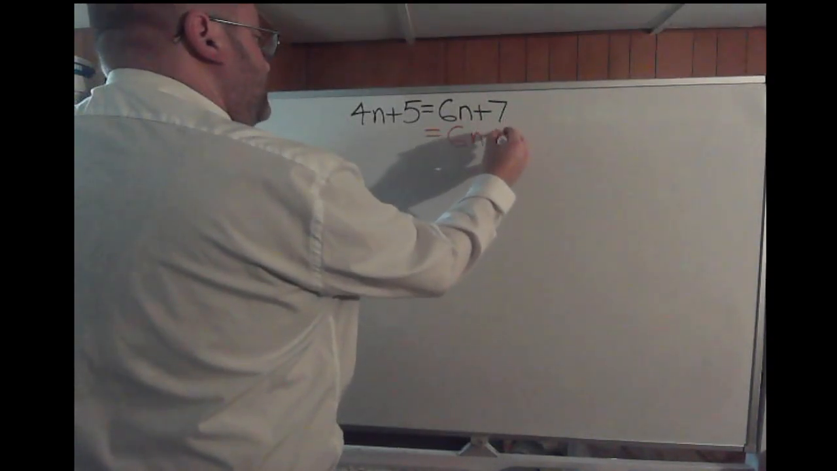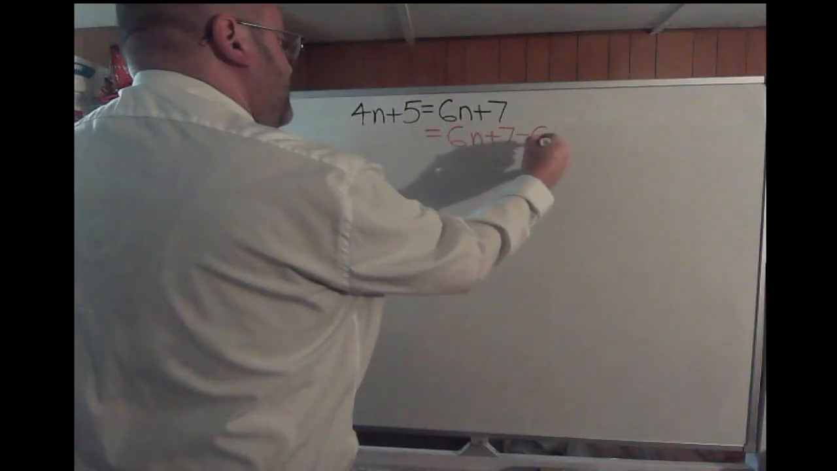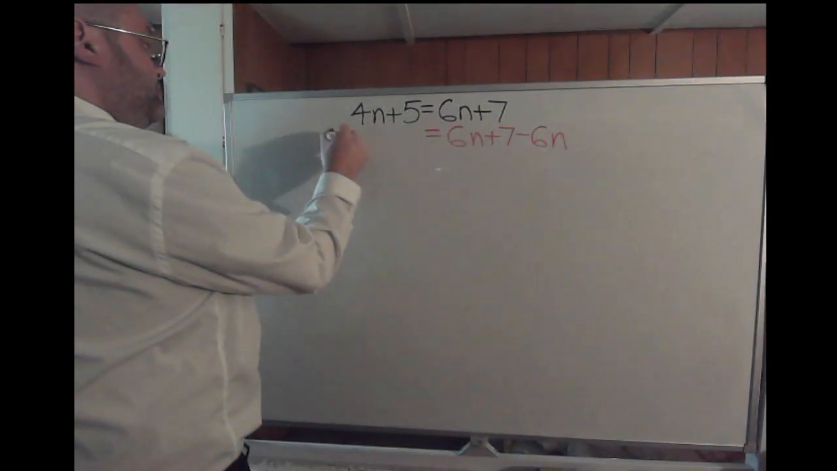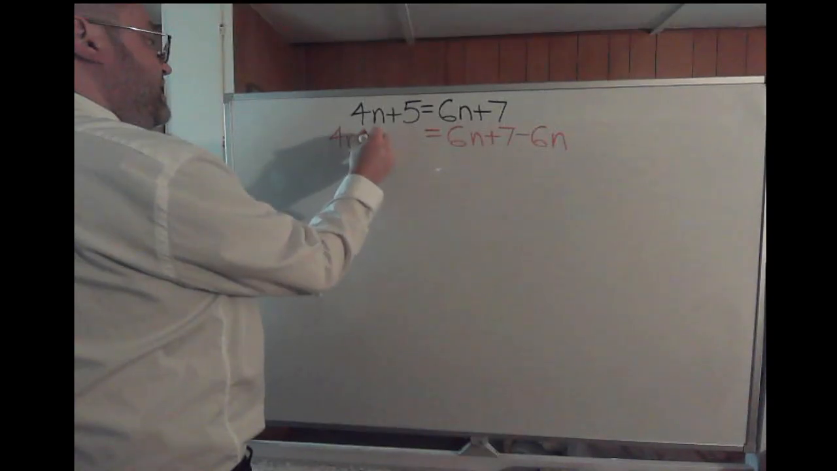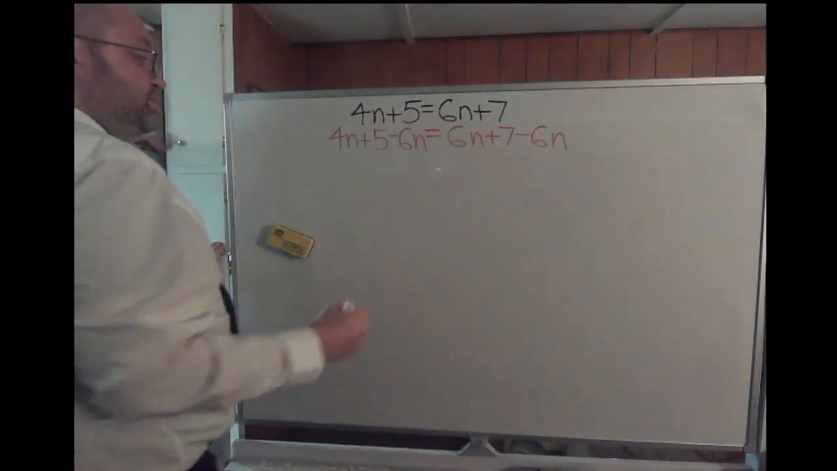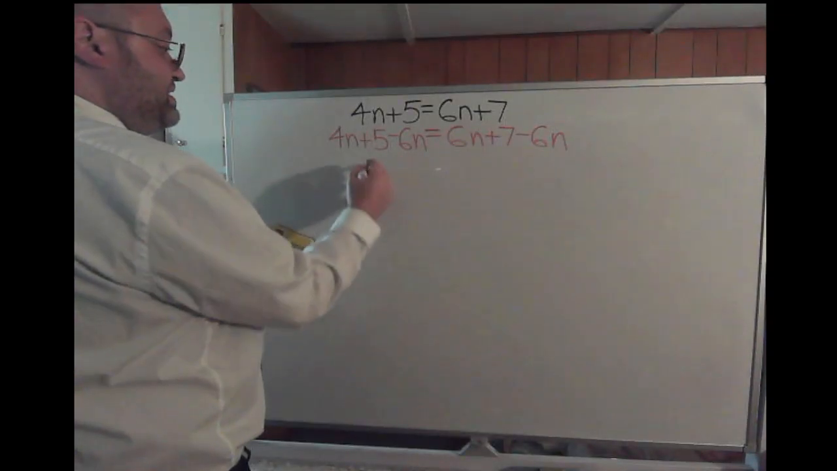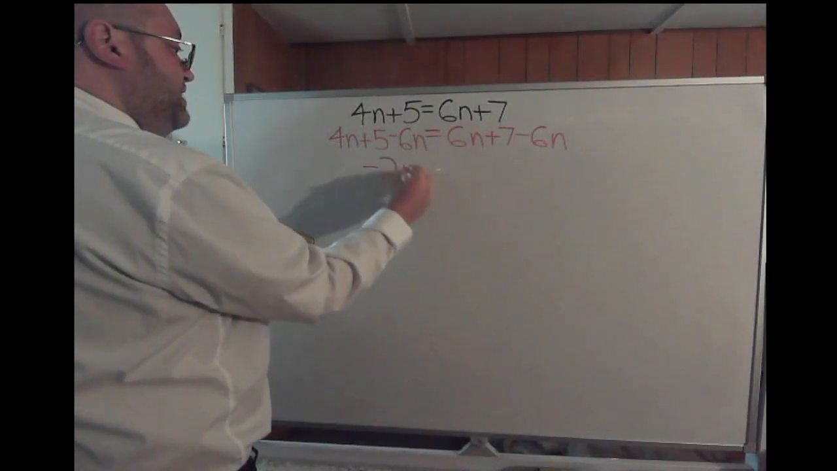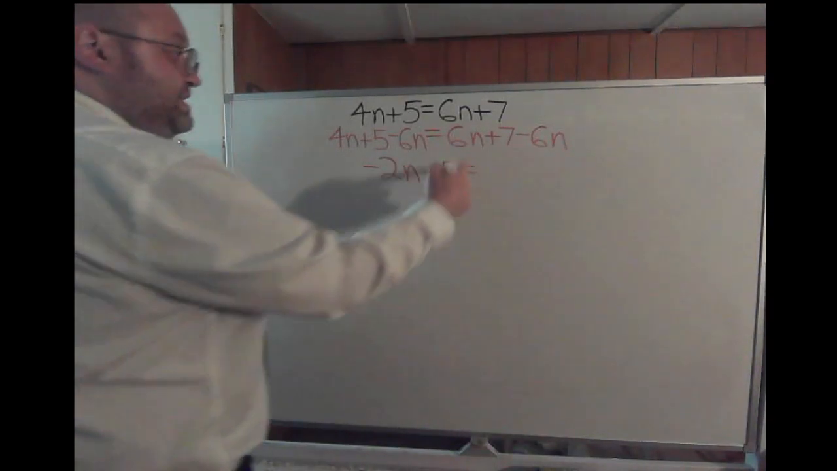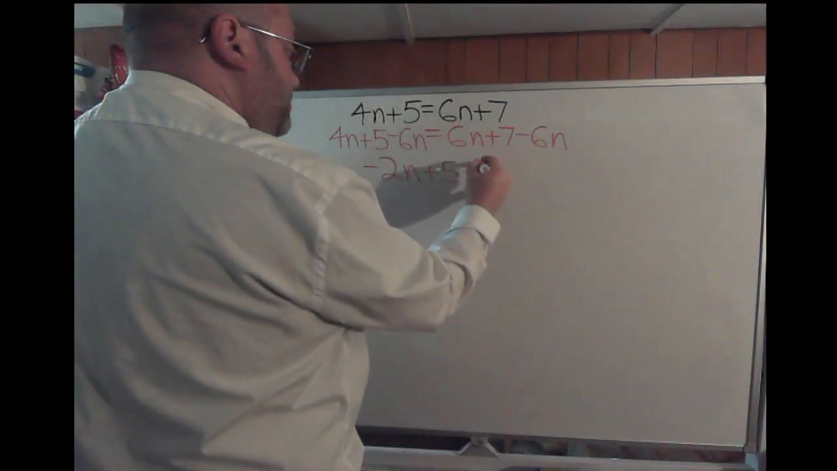So 6n plus 7 minus 6n on the right, but what you do to the right you've got to do to the left, so you'll take 4n plus 5 minus 6n. So the left side, 4n minus 6n, that's negative 2n. You'll have negative 2n plus 5 is equal to the right side, 6n minus 6n is 0. You'll just have 7.